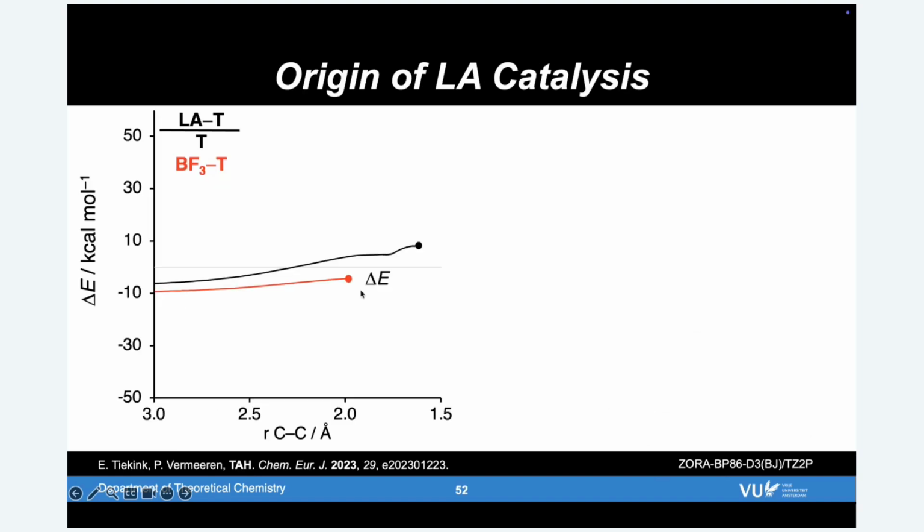Okay, so first we wanted to understand the origin of Lewis acid catalysis in this manifold. So here you have the uncatalyzed reaction in black, and in red you have the boron trifluoride catalyzed reaction. The transition state is definitely lower on the potential energy surface, shifted to an earlier position. We know why that is. And we apply the activation strain model once more. And here we see that the strain energy is actually more destabilizing for the Lewis acid catalyzed reaction. So that's actually working against the trend of catalysis, right?